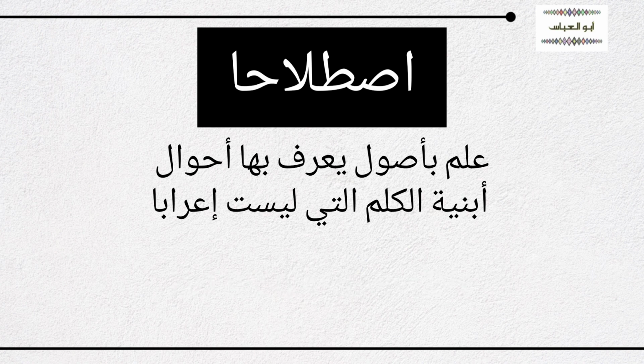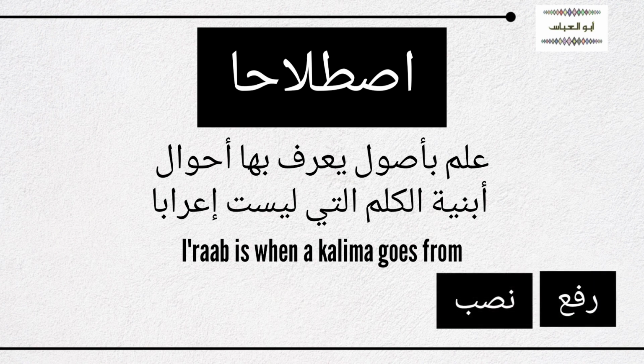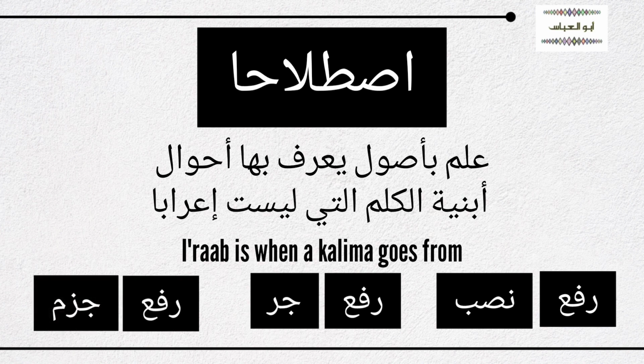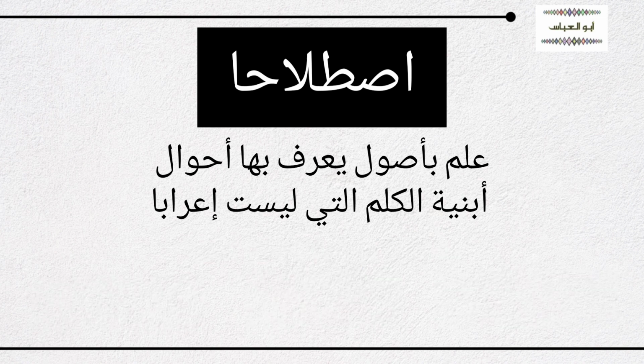Okay, what is i'rab according to the scholars of nahwu? It is when a kalima goes from raf'u to nasbu, or from raf'u to jarru, or from raf'u to jazmu if it is a verb, a fi'l. But we are not concerned with all of that in this particular series. Our concern here is sarfu.